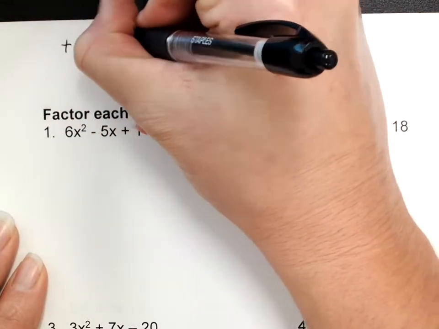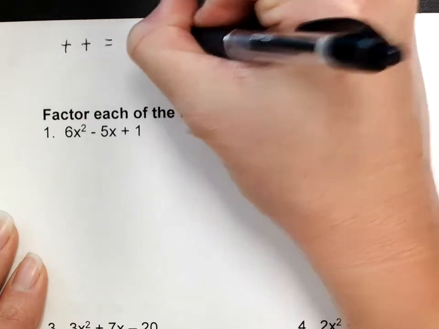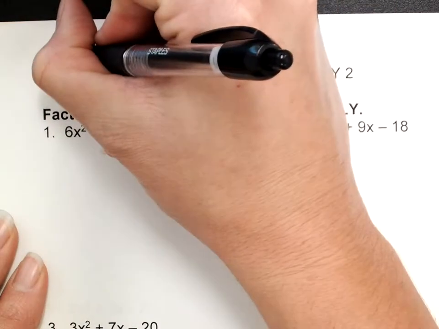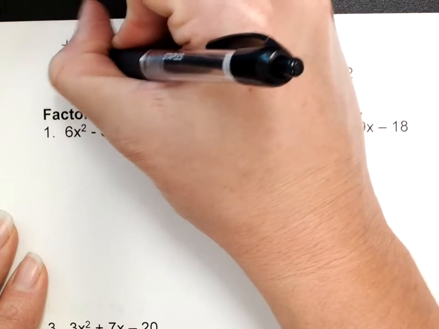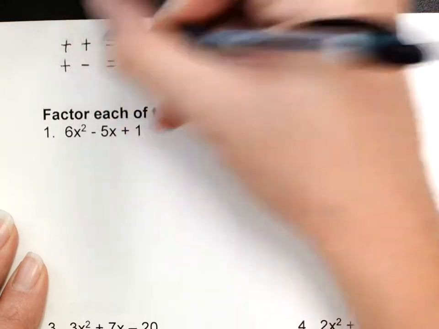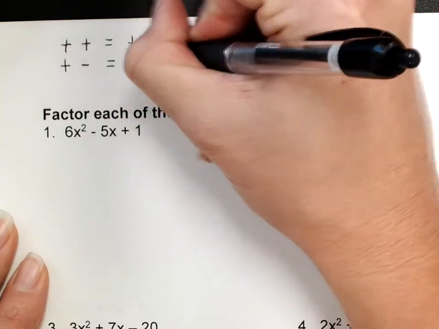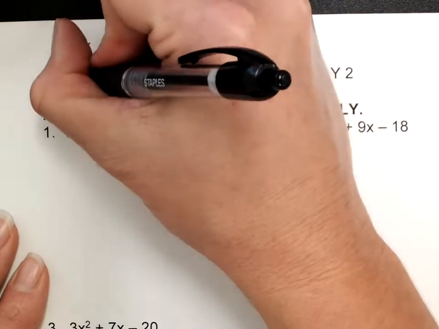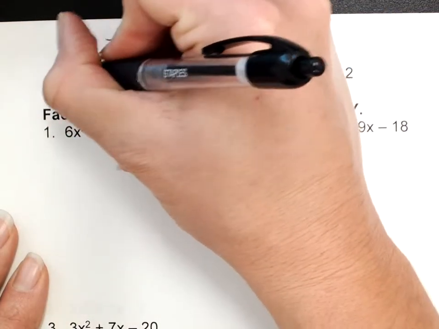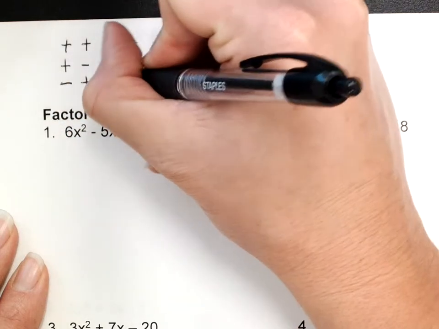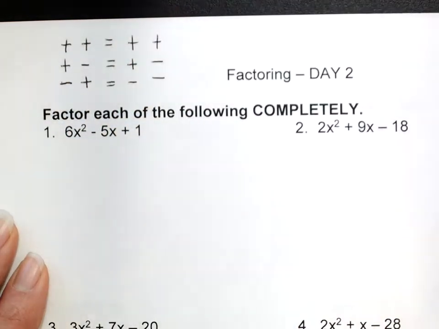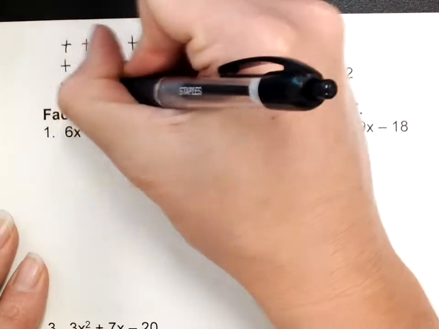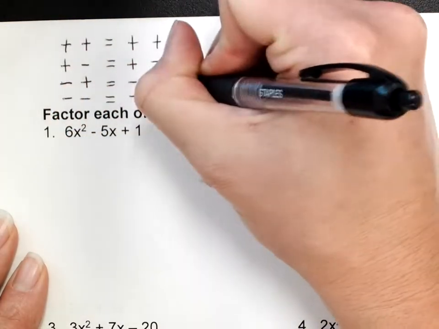Remember, if the two signs are positive, your two factors are going to be positive. If the two signs are a plus and a minus, then remember, if it ends in a minus, they're going to be two different signs. The bigger number will be positive, the smaller number negative. If it ends in a plus, it's going to be whatever that middle term is, so two negatives. And if it's minus minus, then your two factors are minus plus.